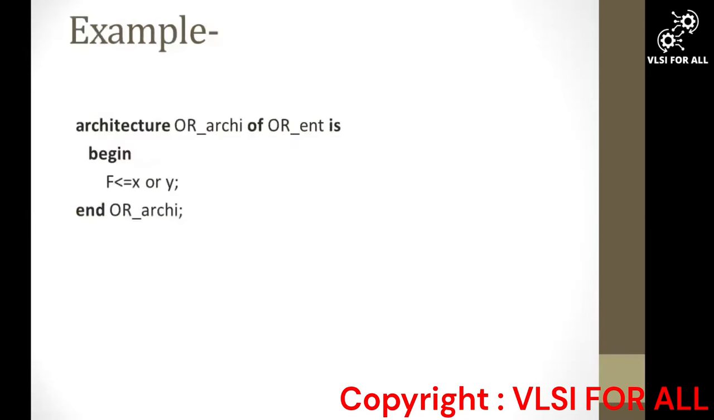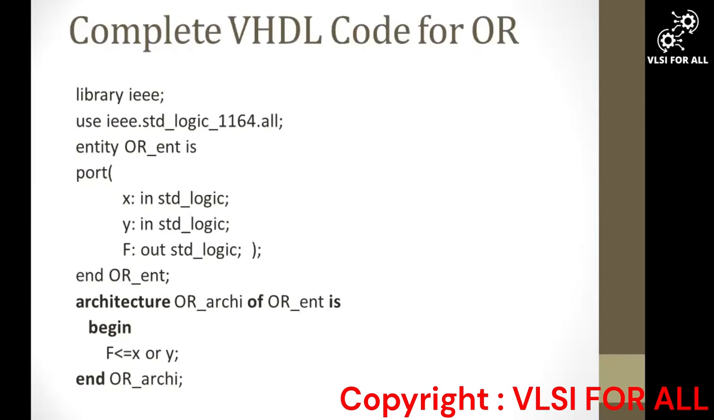This is the example for an OR gate. Architecture or_arch, this name we have used, of or_ent, this is the entity name, and is. After that begin, and this is the logic of the OR gate. We simply OR X and Y, and store the result in F, our output variable, and end or_arch. So we end the architecture. This is the complete VHDL code for OR.